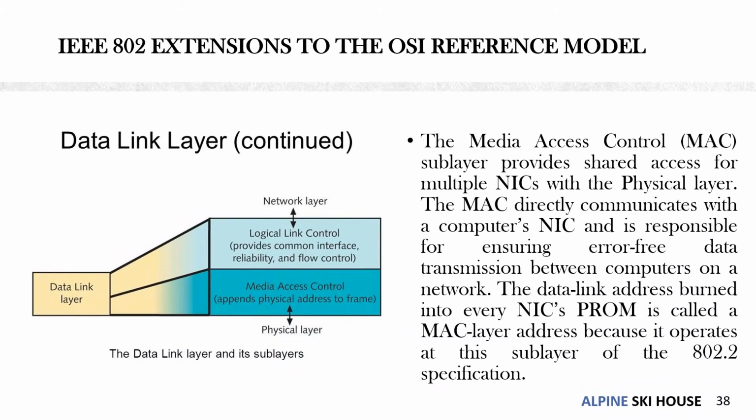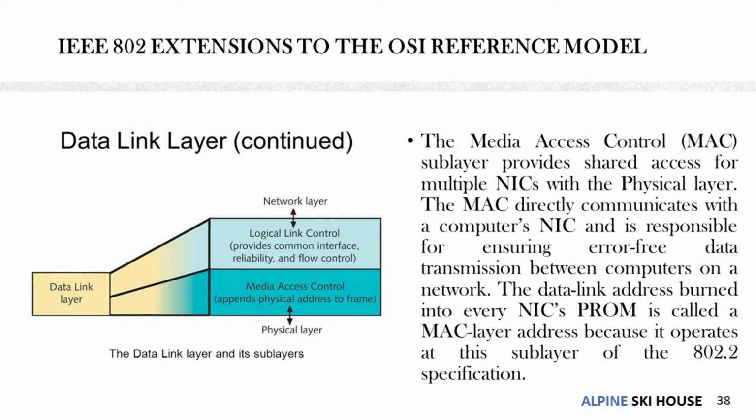And now let's go to the Media Access Control, or MAC. The Media Access Control, or MAC, sublayer provides shared access for multiple NICs with the physical layer. The MAC directly communicates with a computer's NIC and is responsible for ensuring error-free data transmission between computers on a network. The data link address burned into every NIC's PROM is called a MAC layer address because it operates at this sublayer of the 802.2 specification.